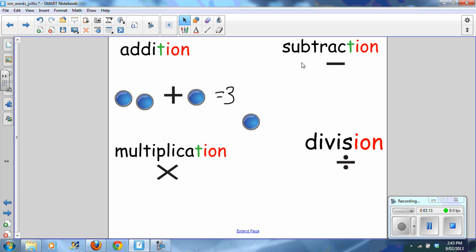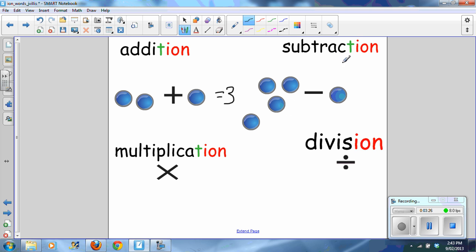Subtraction. Subtraction is when you take away. So you might have 3 to start off with. Subtraction is when you take away. 3 take away 1 equals 2. For a moment, let's just focus on these 3. 3 take away 1 equals 2. Subtraction.